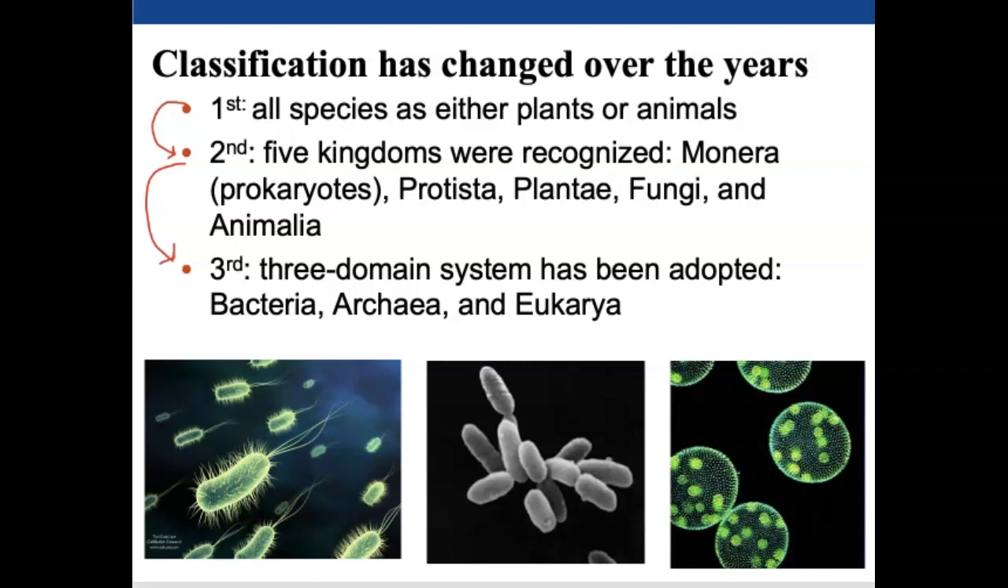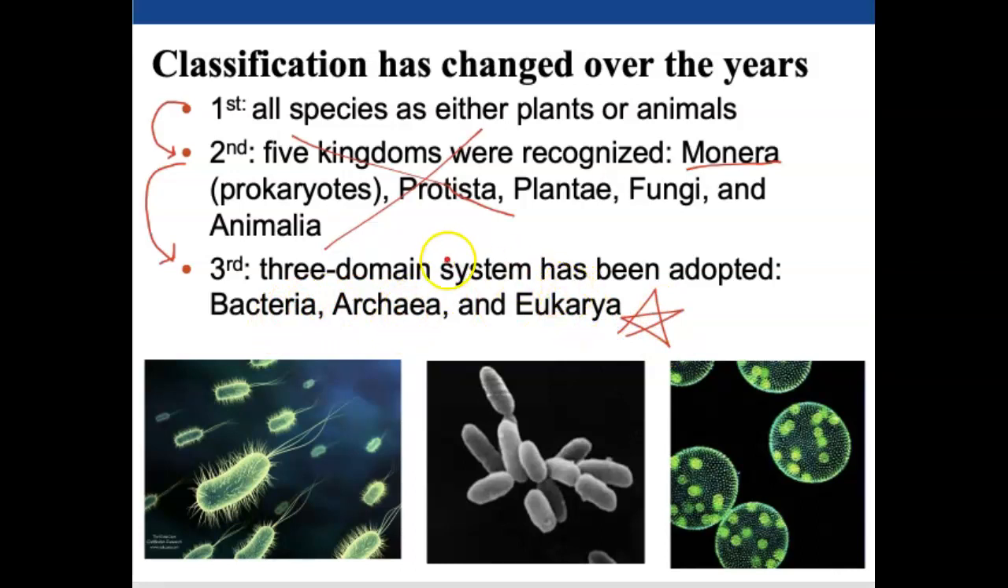If you see any resource still talking about 5 kingdoms, ignore that resource. That resource is very old and outdated. Do not trust it. If it says, well, they're in Kingdom Monera, it tells you that's about 30 years old. Science has changed a lot in 30 years. So currently, we're on the 3-domain system. This is us right now. Bacteria, archaea, eukarya. Certain criteria.